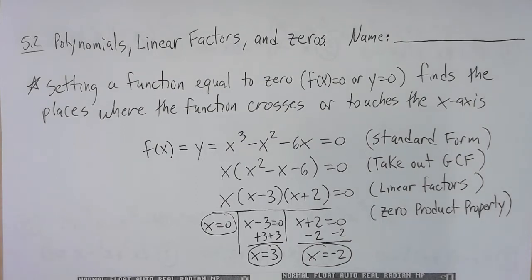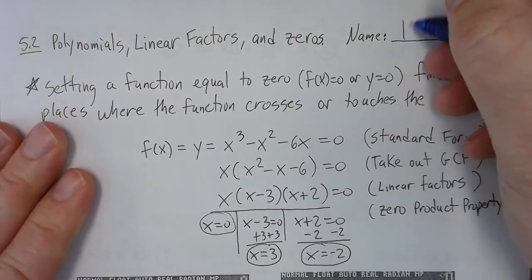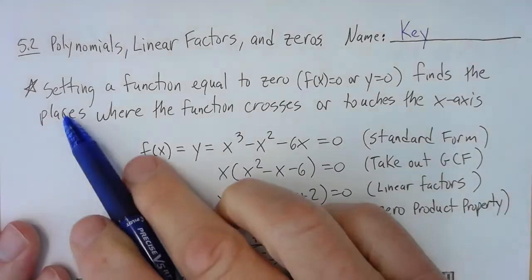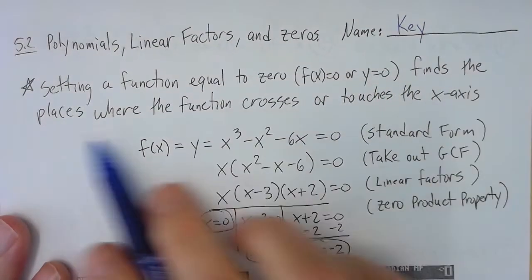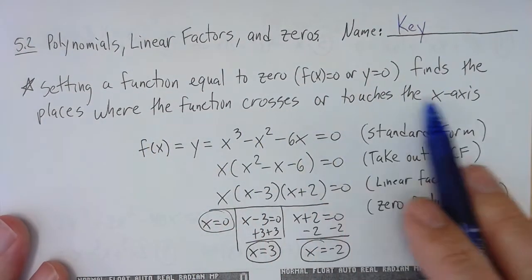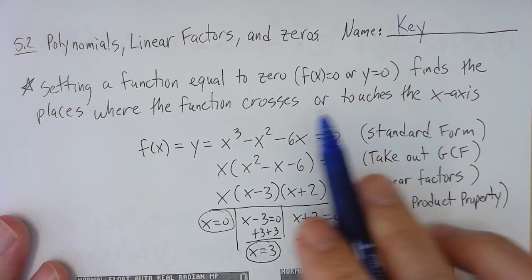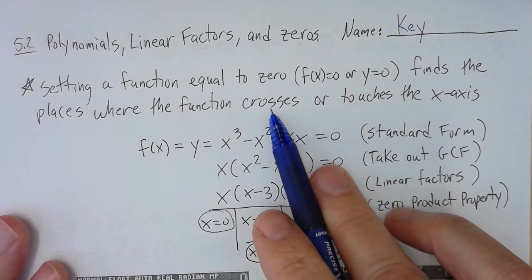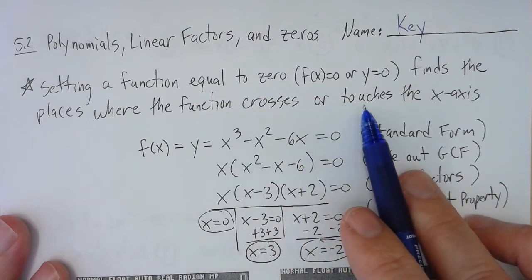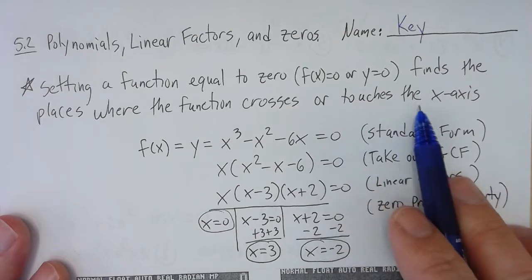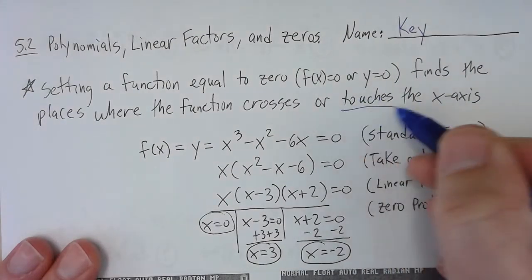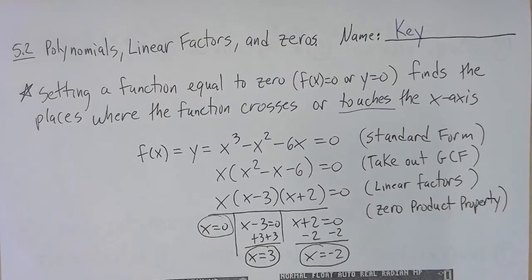All right. So this is section 5.2, polynomials, linear factors, and zeros. Setting a function equal to 0, f of x equals 0 or y equals 0, finds the places where the function crosses or touches the x-axis. So far, you've only seen pretty much where it crosses the x-axis. Now we've graphed a few where it's touched the x-axis. That counts as well. And we'll get more into that in this worksheet, like the touching part of the x-axis. So it doesn't literally cross it, it touches it.